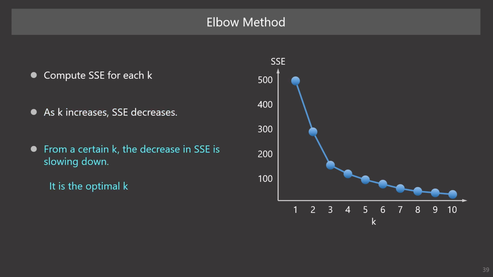In the elbow method, the k value from which the decrease in SSE begins to slow down should be regarded as the optimal k value. As we can see, the point looks like an elbow, and the line plot looks like an arm. It is the reason why this method is called the elbow method.